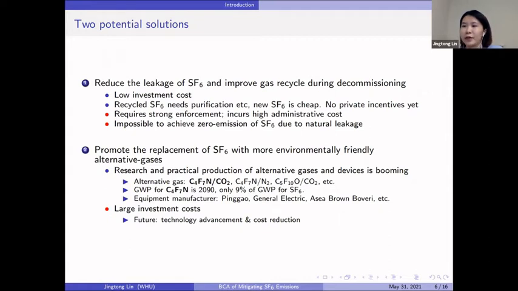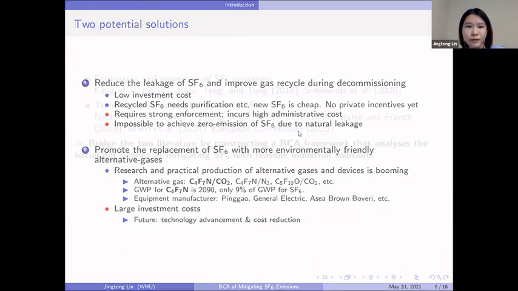It is technically feasible because studies of alternative gases and devices are booming. For example, researchers and firms have already proved that the C4 gas mixture is the most suitable alternative gas to achieve the same level of performance as SF6. The disadvantage here is that it has huge investment costs. However, with the progress of technology, the cost is likely to reduce in the future. And our work focuses on the second solution.